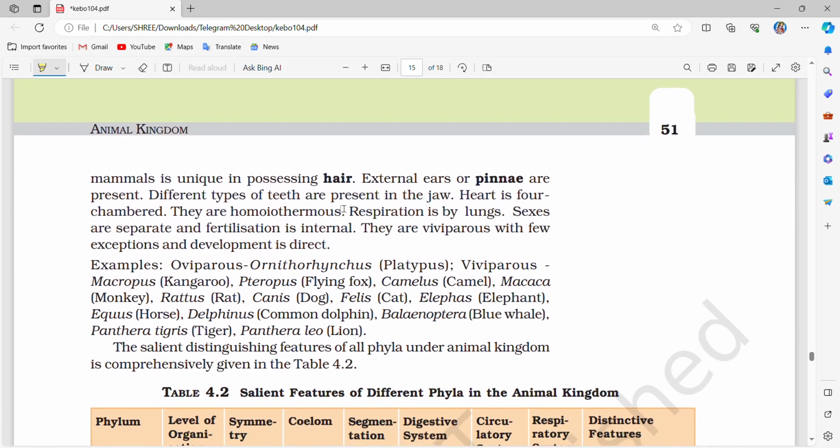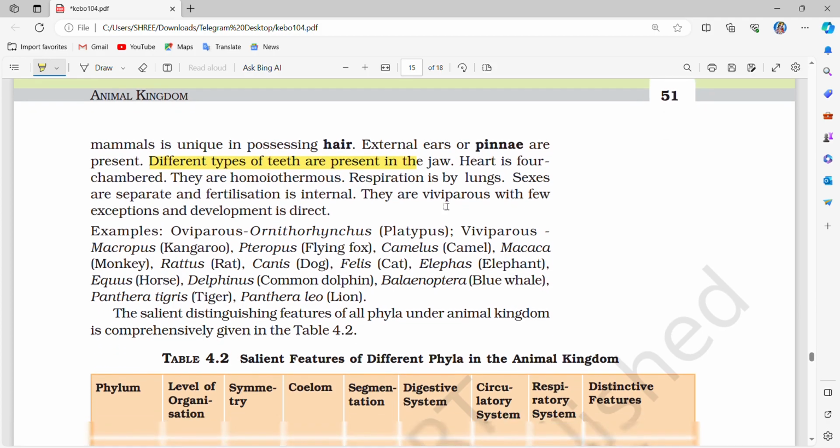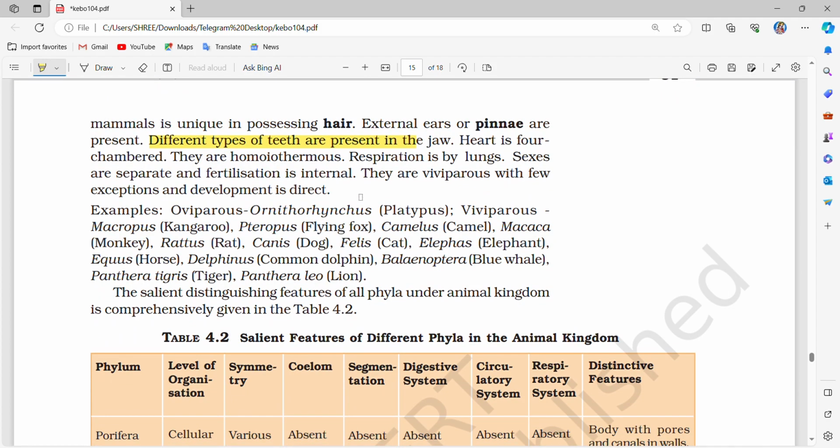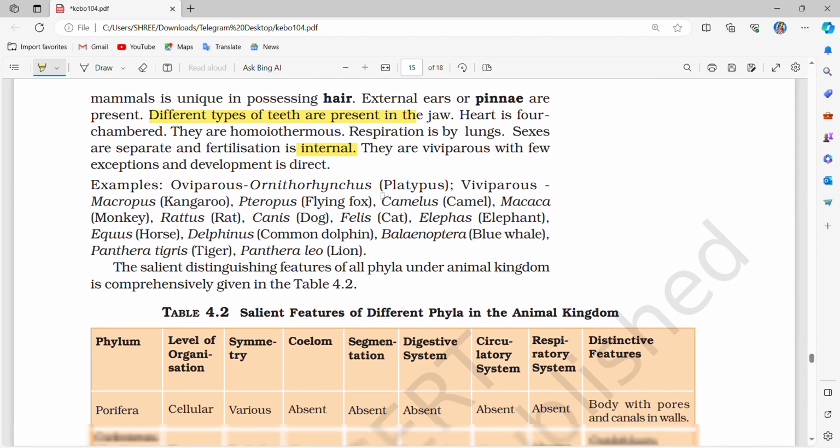External ears or pinnae are present. Different types of teeth are present in the jaw. Heart is 4-chambered. They are homoiothermous. Respiration is by lungs. Sexes are separate and fertilization is internal. They are viviparous with few exceptions and development is direct.